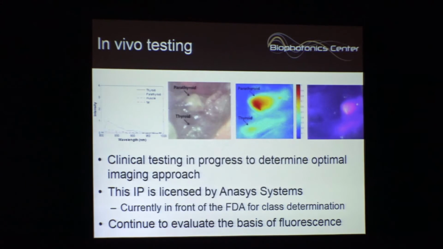Okay? So this clinical testing for the Anisys prototype is currently in front of the FDA for class determination. We've tested a variety of these things. We have an imaging prototype now that we're currently testing in the clinic, in the operating room, while we continue to evaluate where the signal is coming from. So that's an example of making an impact and a difference in a clinical setting by finding the right solution to this problem of anatomical guidance.